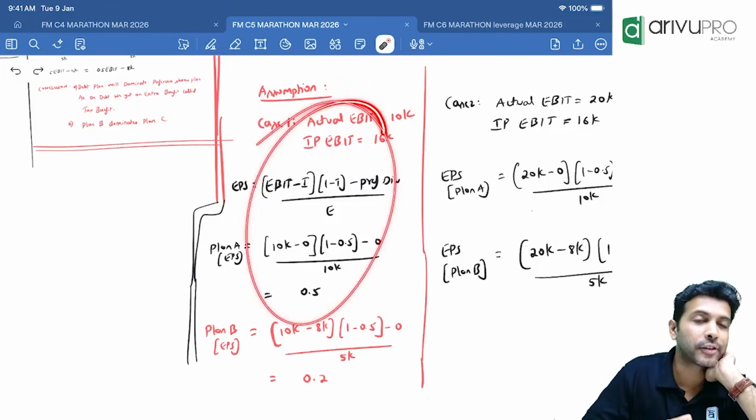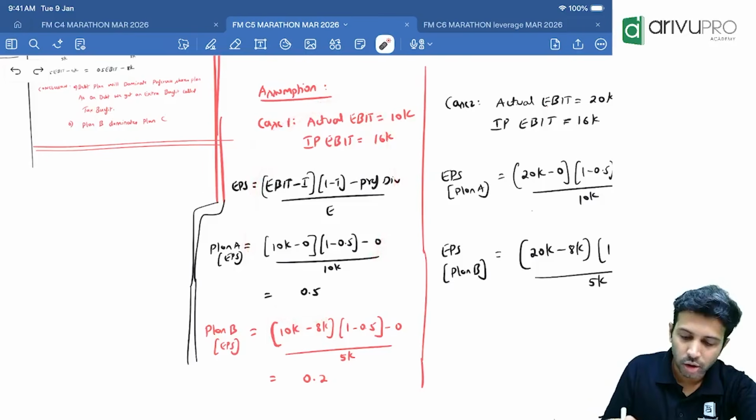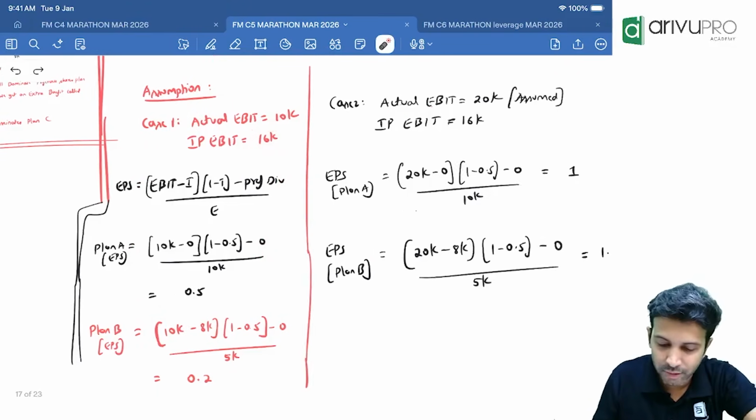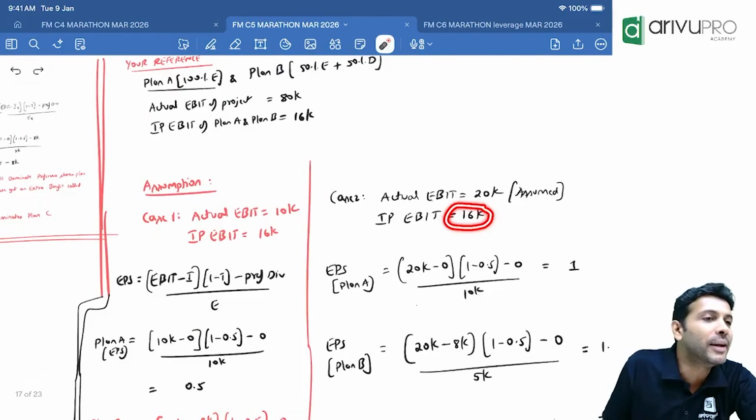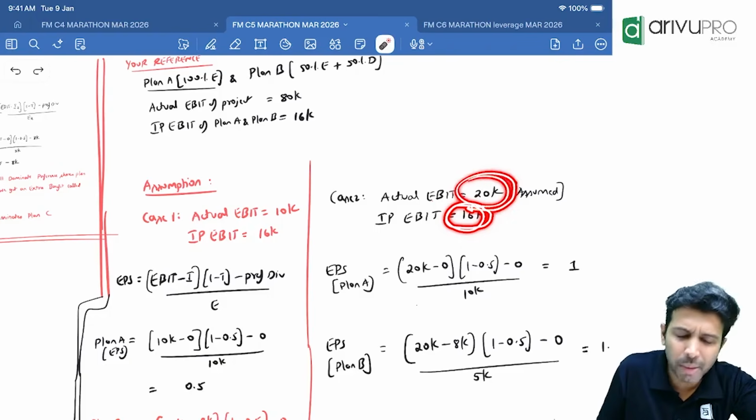Now, this is below indifference point. Next will be higher. Now, give me one number above. We have to solve the whole thing again. We'll take this only. What is the indifference point EBIT between A and B? 16. Now, I'll take one number above 16. I've assumed it to be how much?